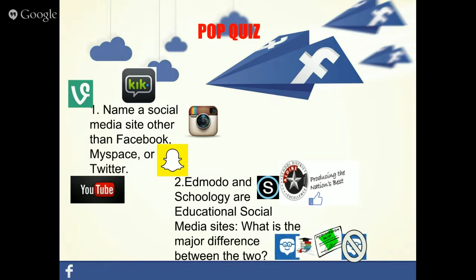Edmodo is still good for education. However, parental consent is required. Also, please keep in mind that Edmodo may not be used within our district at some point.